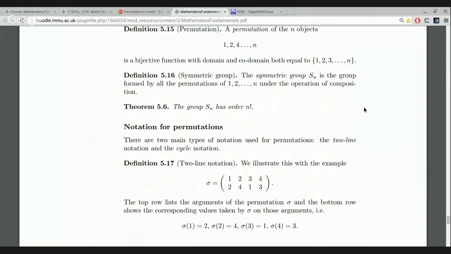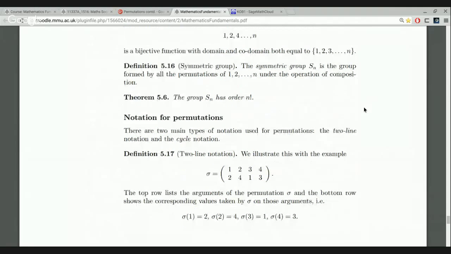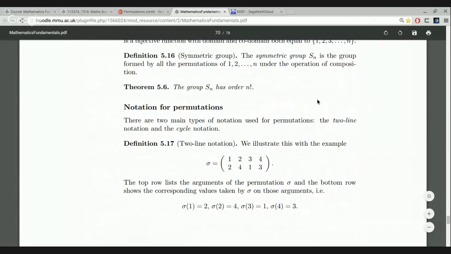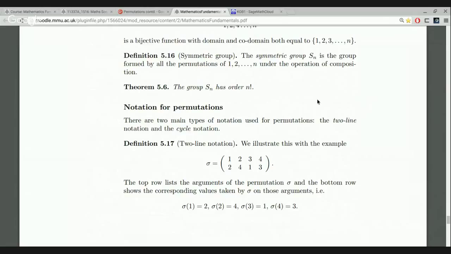So for any given value of n, any given number of objects, you've got a group. It's called Sn, the symmetric group on n objects. We discovered last time that if you count how many different permutations you can construct, you get the answer n factorial. So we completely understand the size of this group. And as n gets large, n factorial gets very, very large. So when you have a lot of objects, there are a lot of different permutations amongst them.